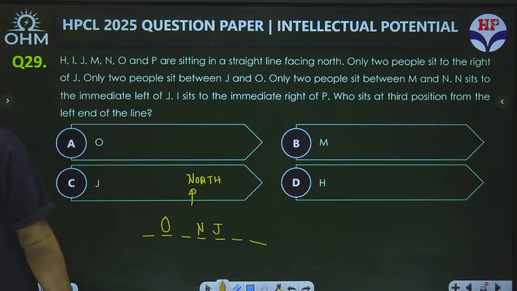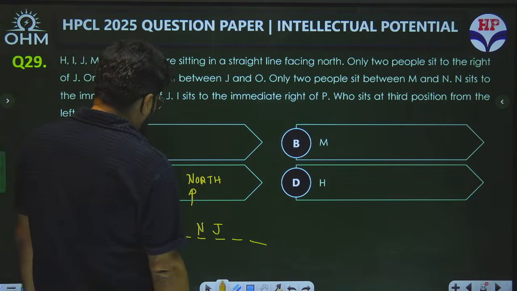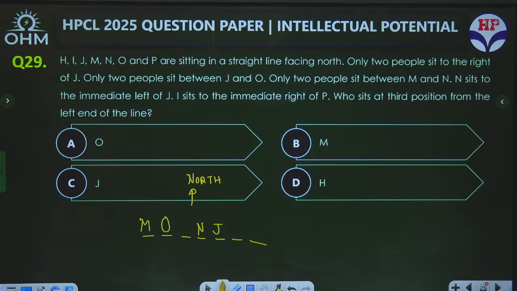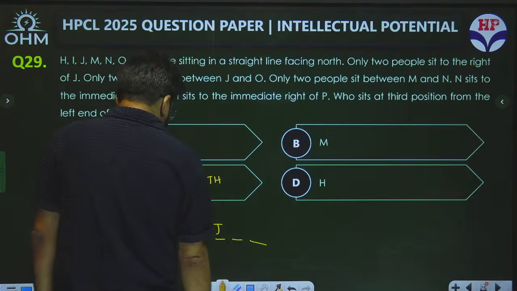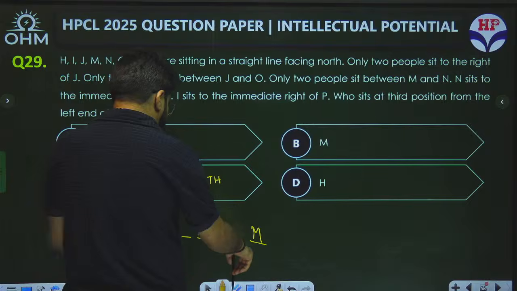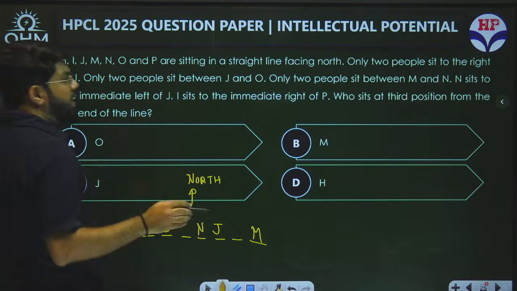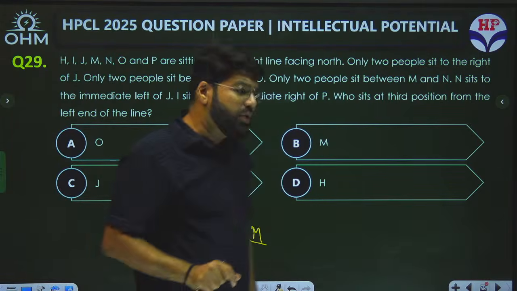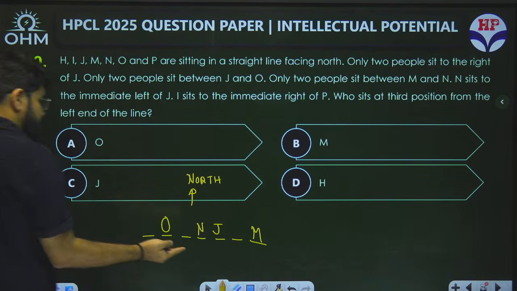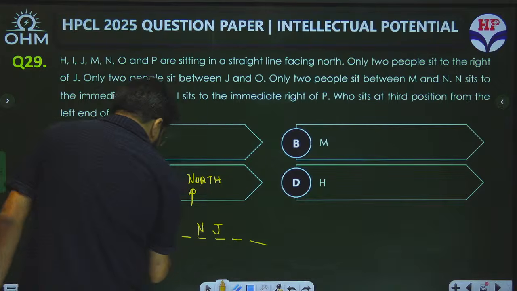I is immediate right of P. Okay, I get it guys. Suppose if this is M. I told you, 2 people between M and N. Then I is immediate right of P. Immediate right means they are adjacent to each other. So if this is M, where is the adjacent place left? There is no adjacent place left. So M has to come here only.